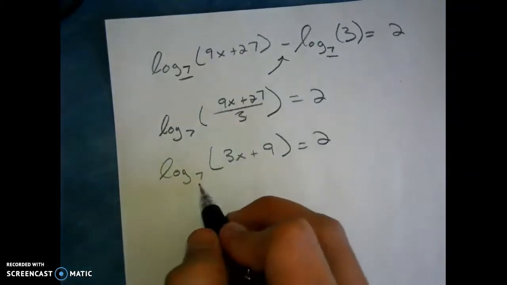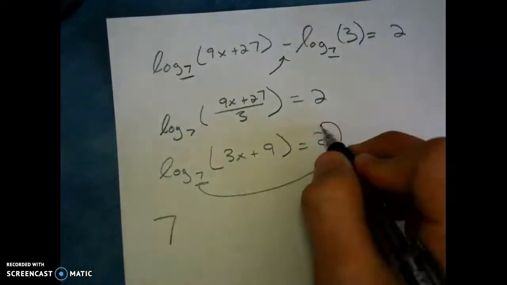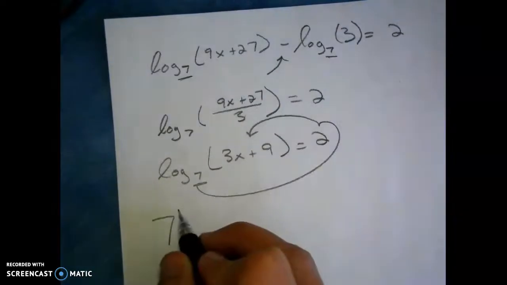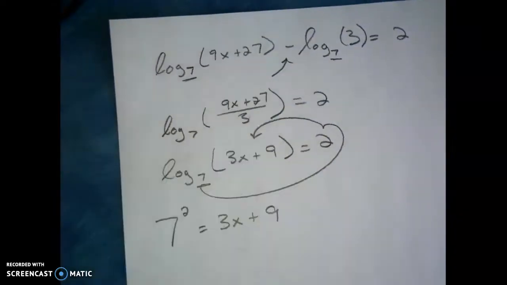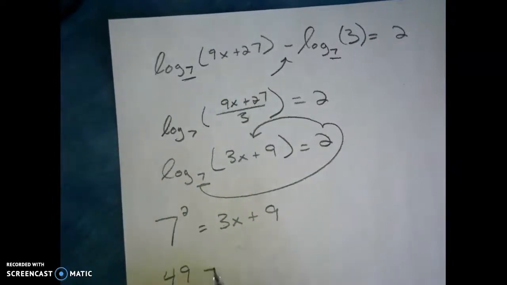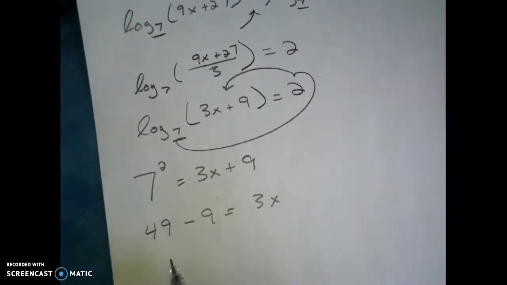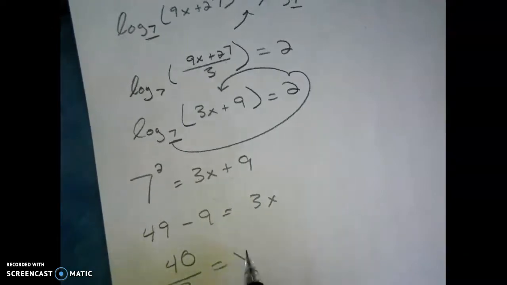Okay, do my log snail. So I have 7 here. So I start with 7, log snail. Here, 3x plus 9. Okay, this gives me 49 minus 9 is equal to 3x. Subtract these two and divide, I get 40 over 3 is equal to x.